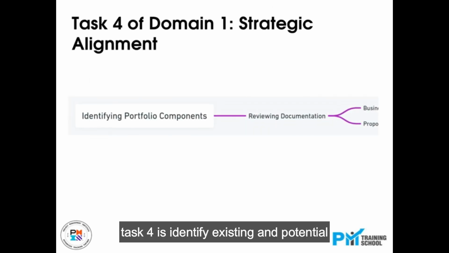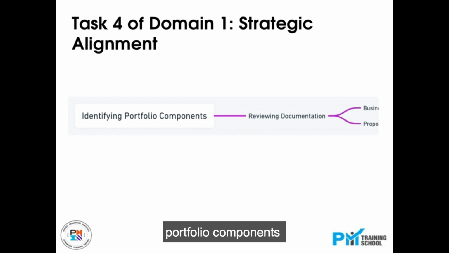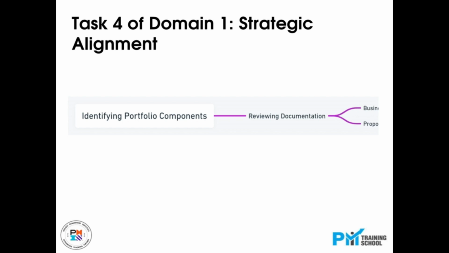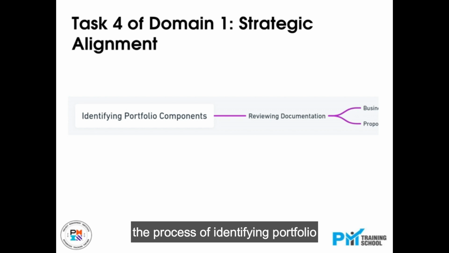Task 4 is identify existing and potential portfolio components by reviewing documentation such as business plans proposals in order to create portfolio scenarios. This mind map outlines the process of identifying portfolio components through the review of key documentation such as business plans and proposals.